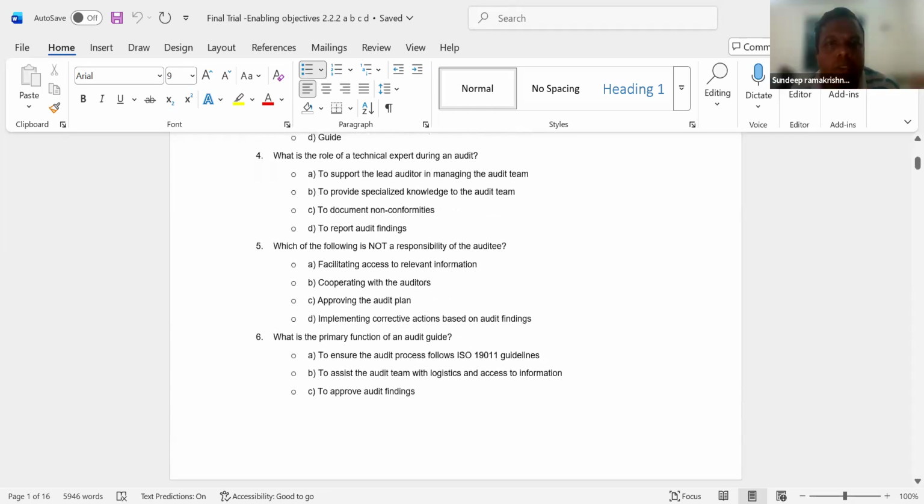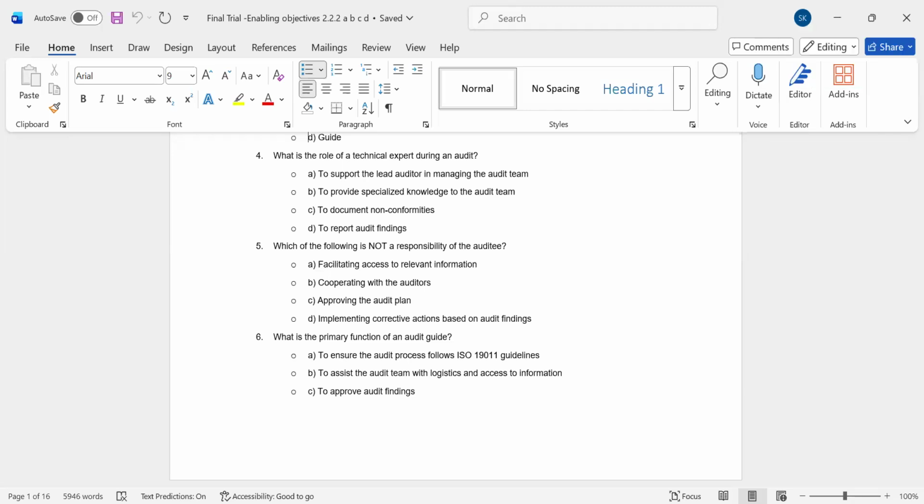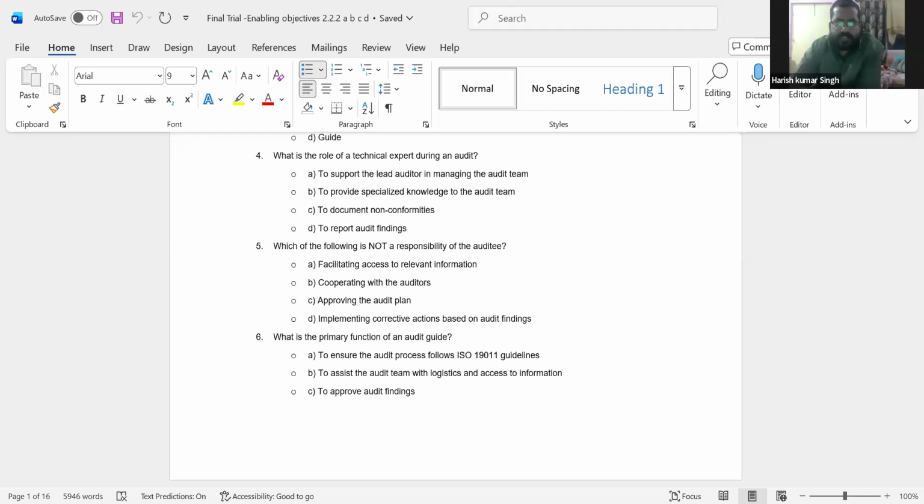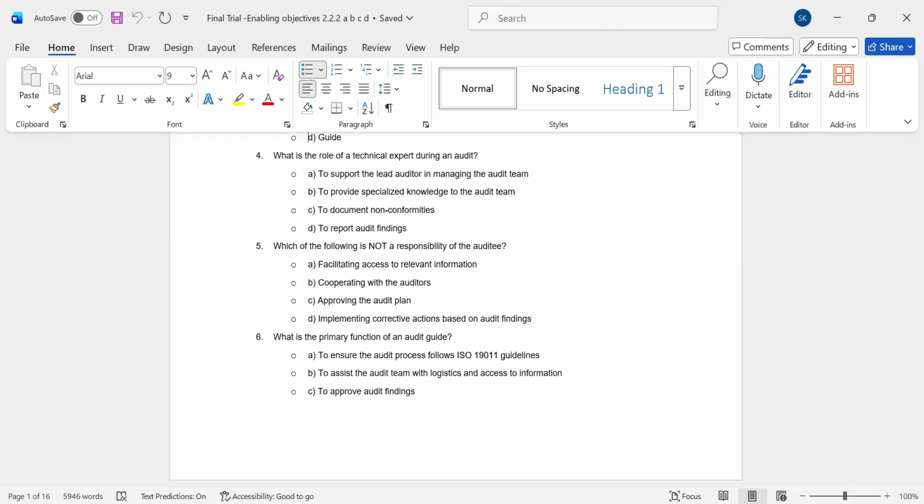Right. Okay, fourth question. What is the role of a technical expert during an audit? A, to support the lead auditor in managing the audit. B, to provide specialized knowledge to the audit team. C, to document non-conformities. D, to report findings. Answer is B, sir, to provide specialized knowledge to the audit. Yeah, Srikanth, right answer. Harish, right answer. B is the right answer. Anybody else? Any other answer? No, sir. Right. Good. Okay. Question 5.